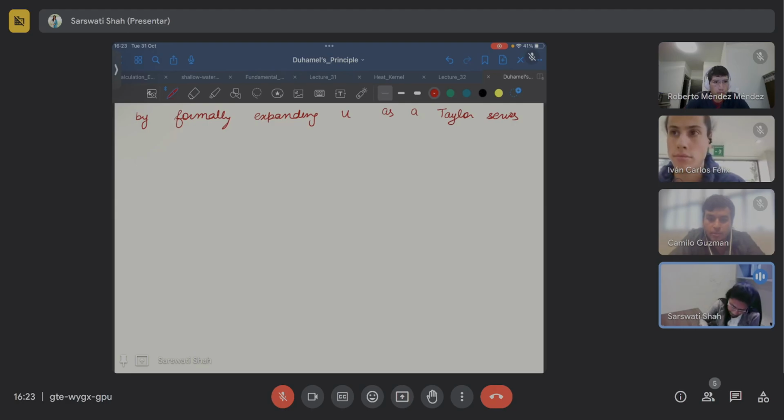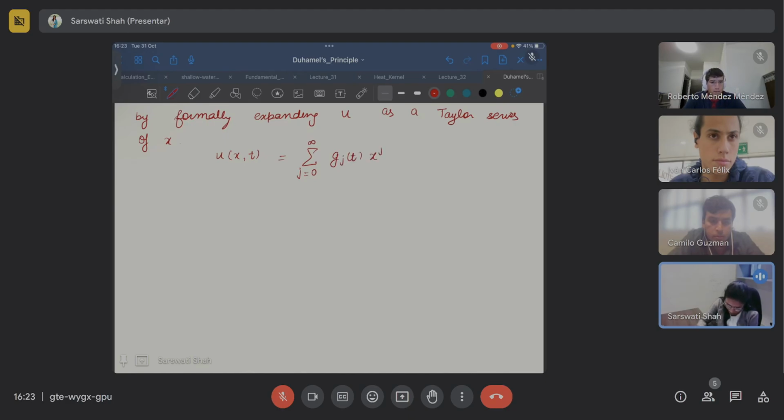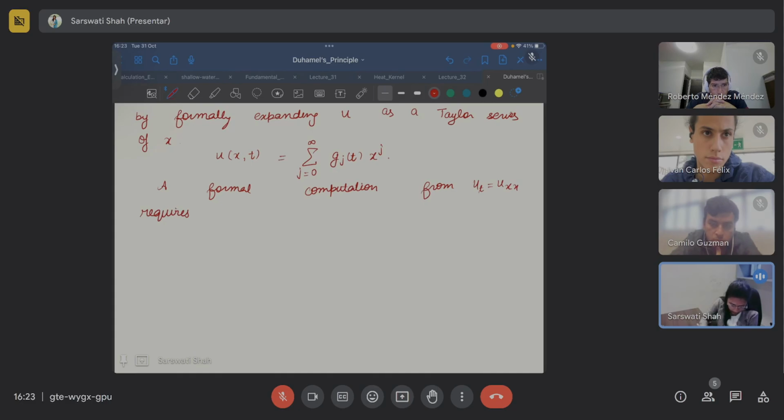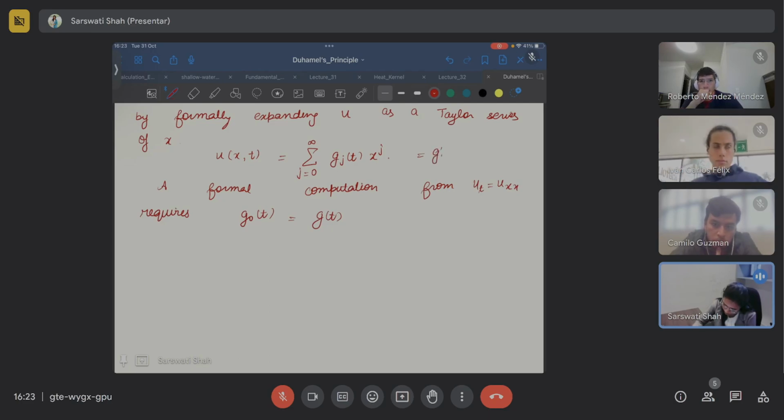Taylor series of x such that u of x comma t equals the summation j varying from 0 to infinity of g_j(t) x^j. General formal computation from u_t equals u_xx requires g_0(t) should be g(t), because when we take it at j equals 0, it will be g_0(t) x to the power 0, that is 1, that is free from x. So this is the first component that is free from x.